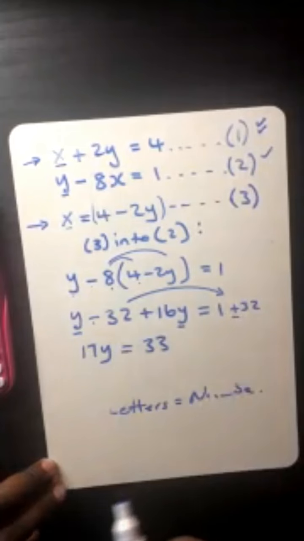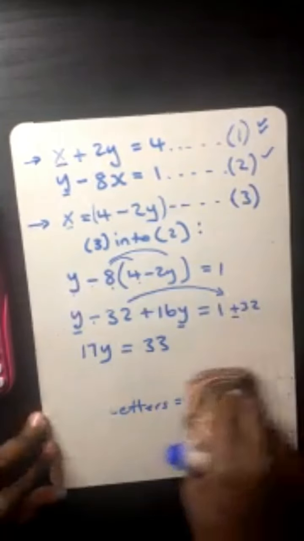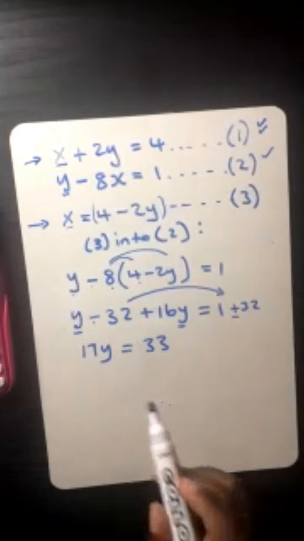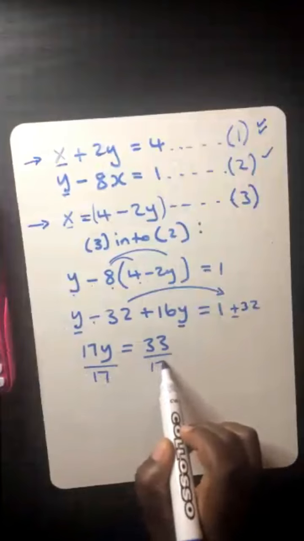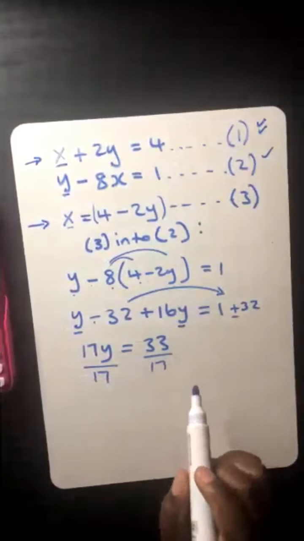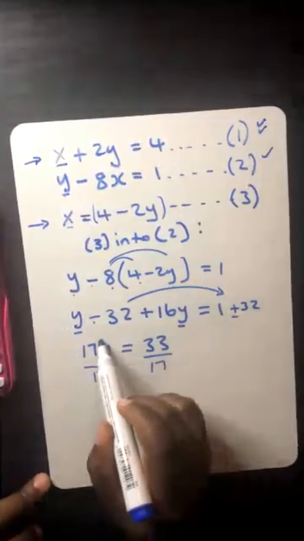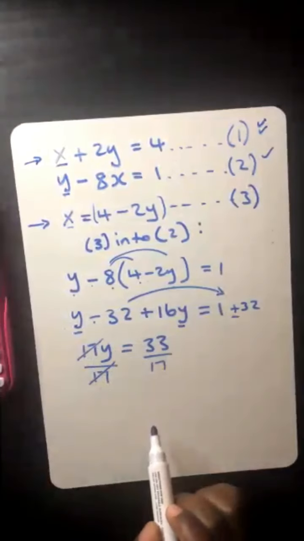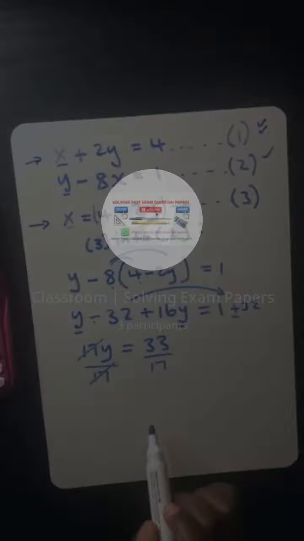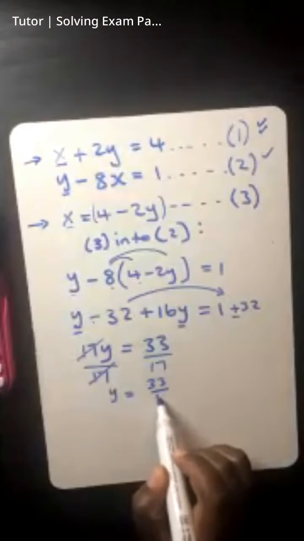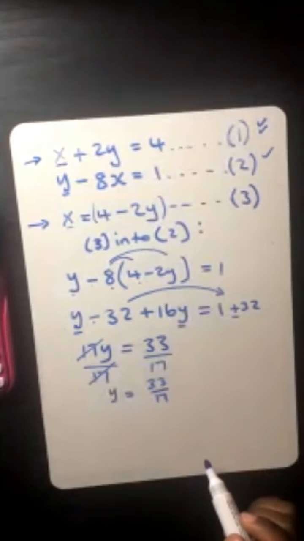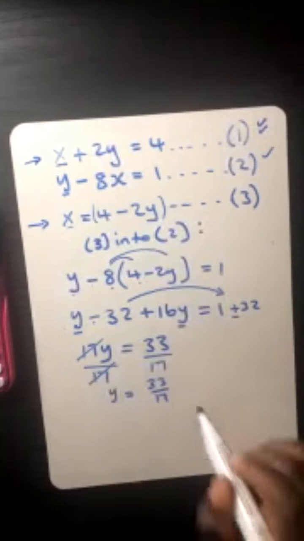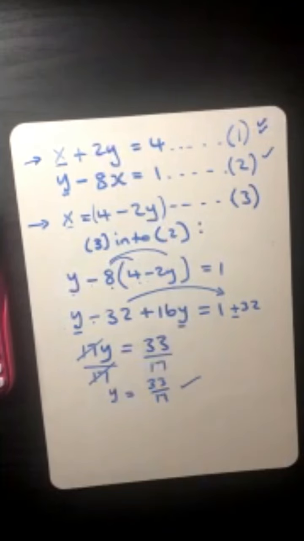So now that you've moved everything to the right, but you want to remain with just y, you are forced to divide by 17. Whatever you do on the left, you do on the right. Why did you have to divide by 17? Because you wanted all of that to cancel so that you remain with y, which is equals to 33 over 17. So remember, guys, we are solving for x and y. So now we managed to find the value of y. So how do we get the value of x?